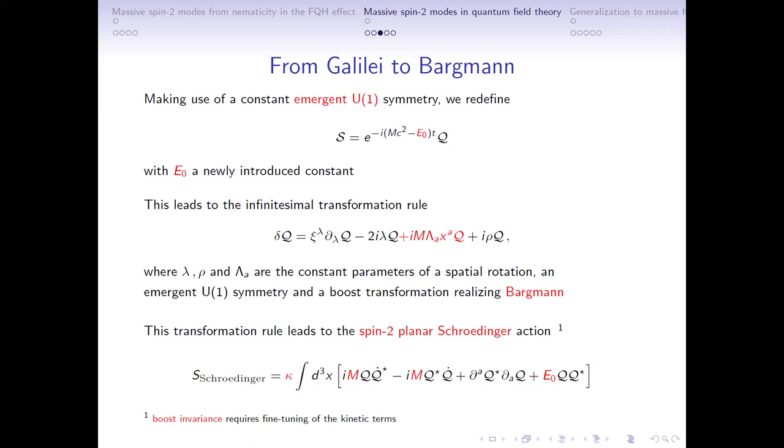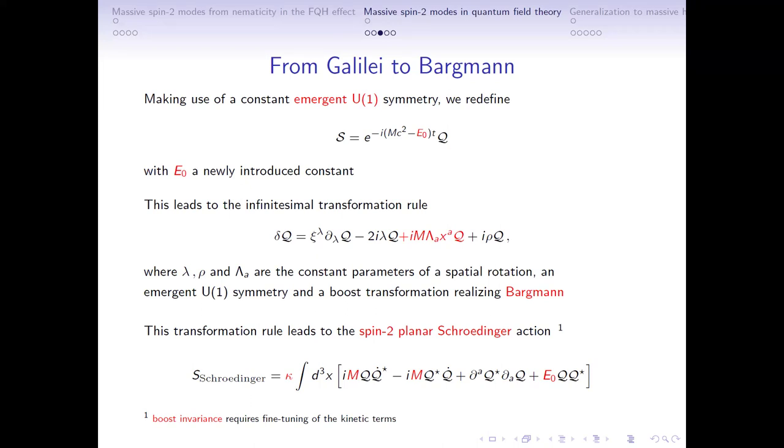But t under a boost goes to 1 over c squared x. It was suppressed, t doesn't go back to x. But since it's a c squared, you see it. And that's this guy here. So under a boost, you get a standard boost, but with a compensating U1 transformation. That's the extra thing. And then you can show that this symmetry algebra really describes a Bergman algebra.